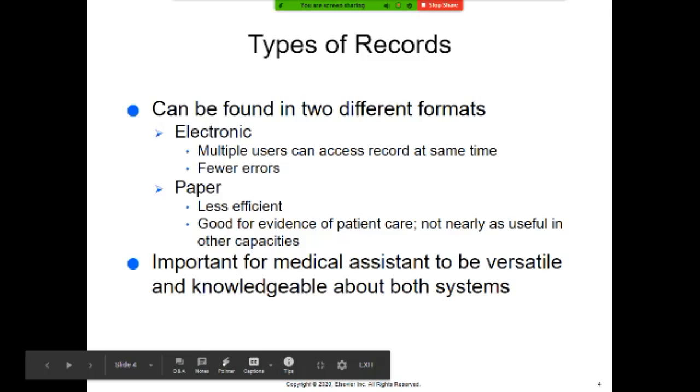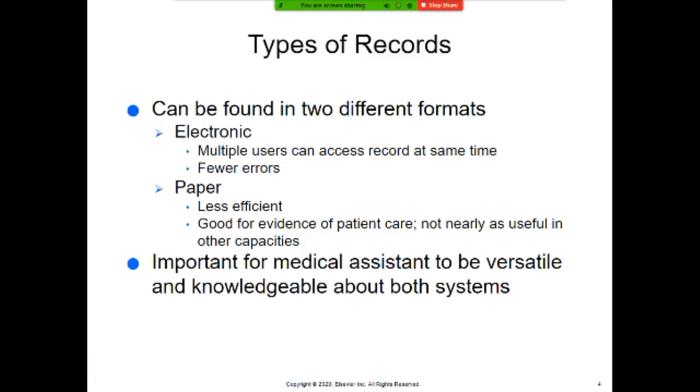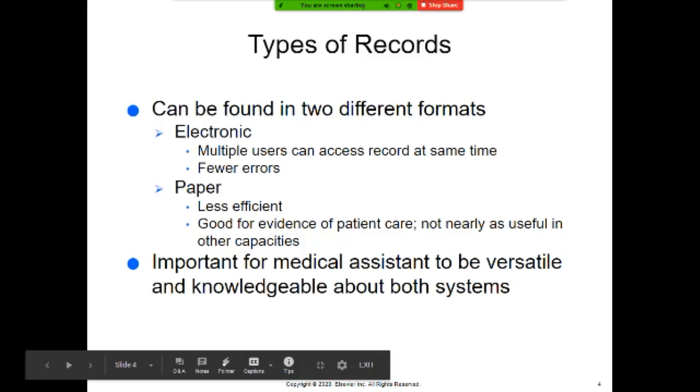Okay, one of the things that I want to point out about electronic health records is most healthcare facilities have switched to electronic health records, or EHRs, and the federal government has also offered financial incentives for providers to implement EHRs.